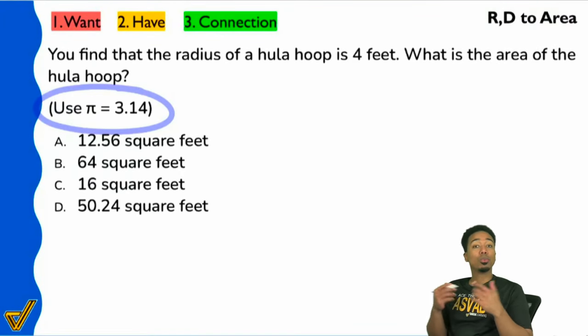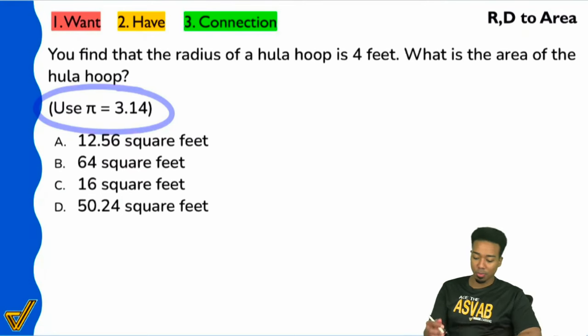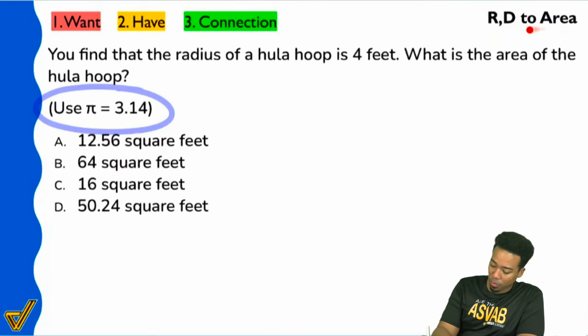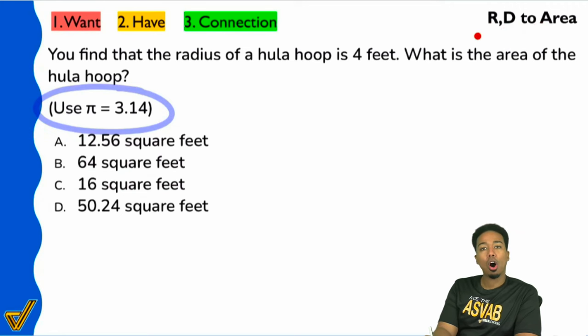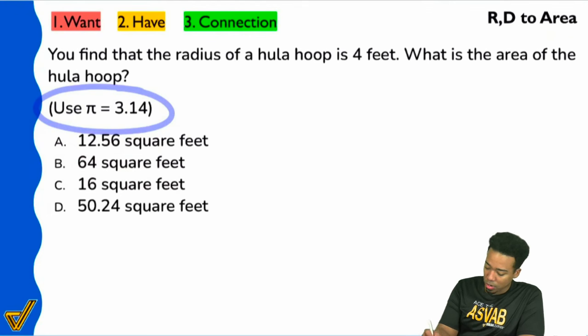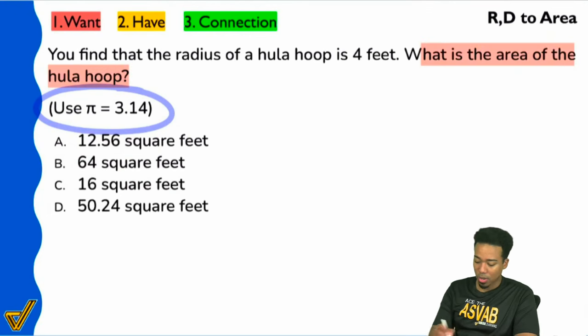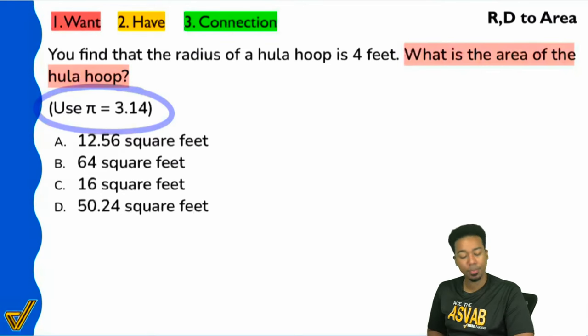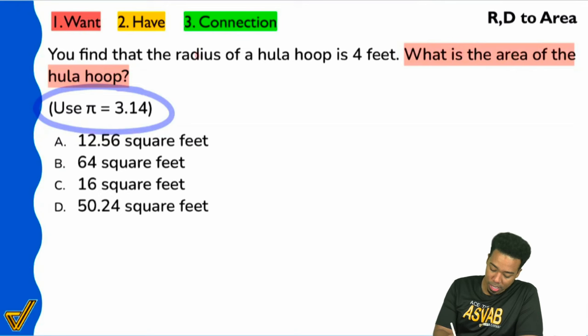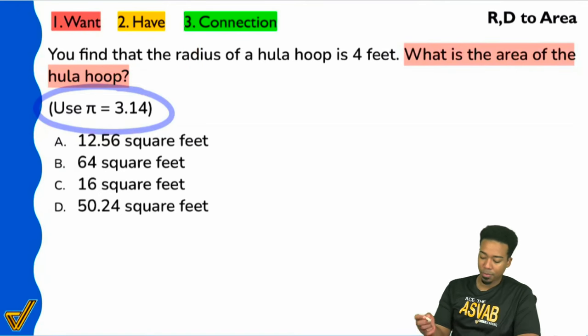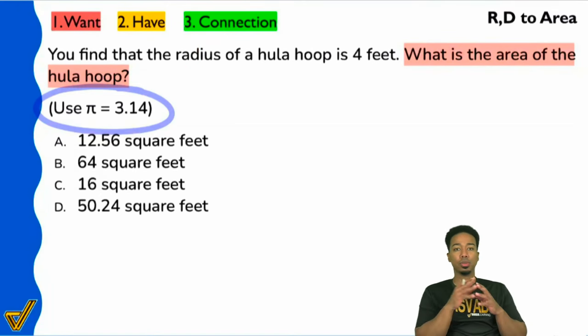So my party people, as we practice these problems, you're going to see the topic that we're working under right over here. RD to area means radius or diameter to the area. So you know what we're trying to achieve here. We're trying to get the area, and that's shown even more clearly right over here. What is the area of the hula hoop? And we know that this is a circular hula hoop because they give us a radius. But we know it's a circle that we're dealing with.